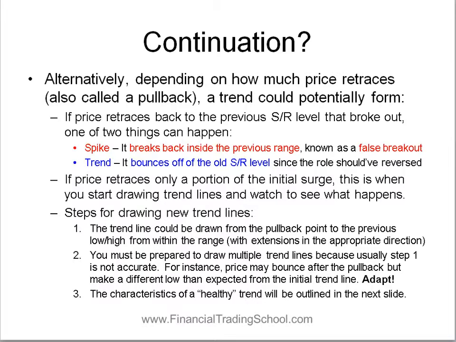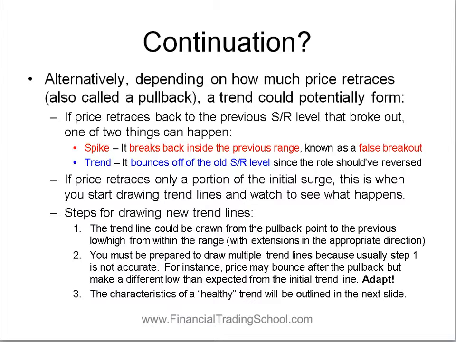And basically the steps for drawing a new trend line is you draw from the pullback point to the previous low or the high within the range, with extensions in the appropriate direction. So if it's an uptrend, right, so you have that green breakout, then it pulls back red, and then goes green again. That low of that red pullback, you connect that low to the previous low within the same range before, and that's your initial trend line. And I'll show this in the examples.